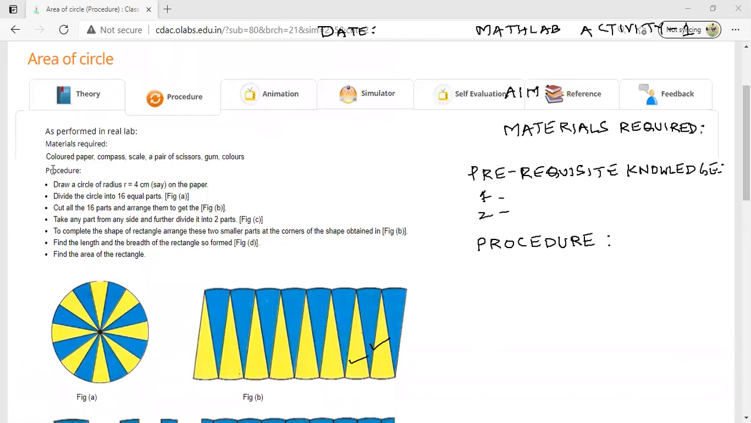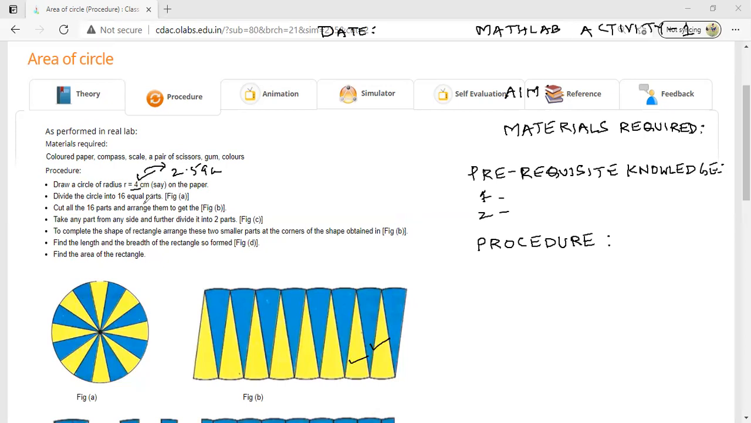You will write this procedure. From the procedure you can see, draw a circle of radius. This radius should be different for each. Whatever you are taking in the simulator, you will see what your radius is. Do not write this as it is. Just see, if you get radius 2.59 centimeter, you will write here 2.5. Whatever you get, everyone will differ with this one.